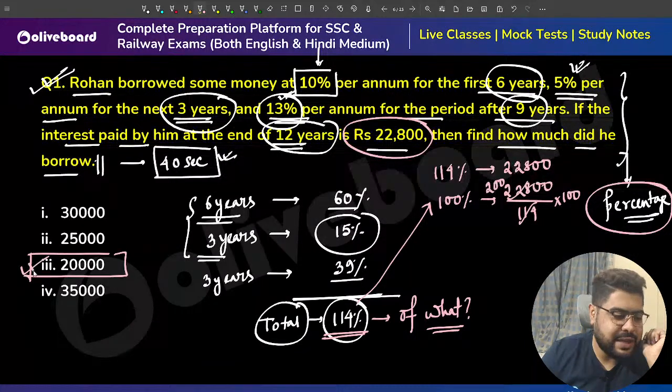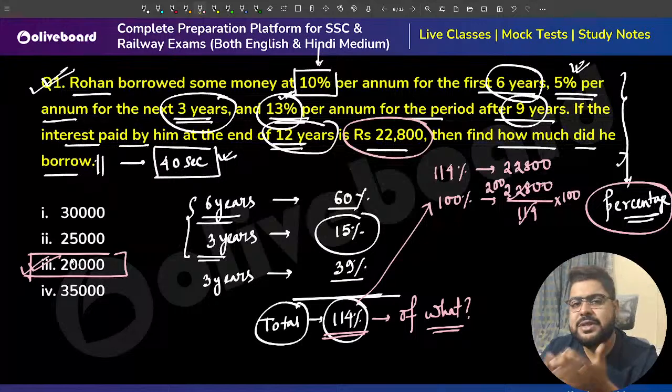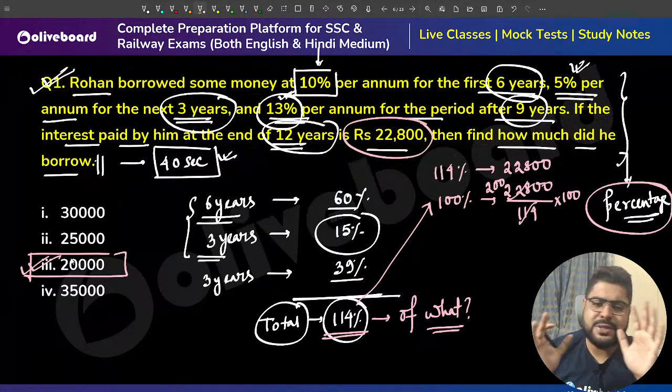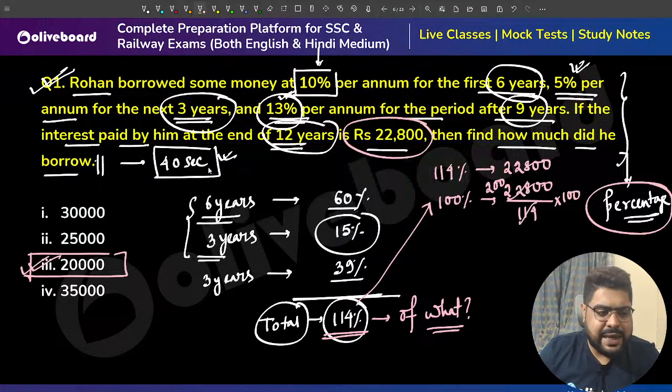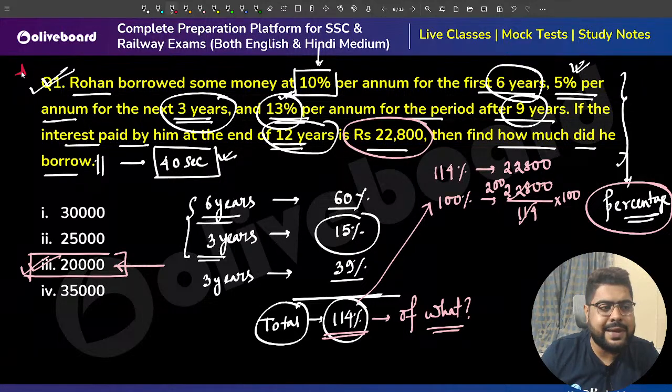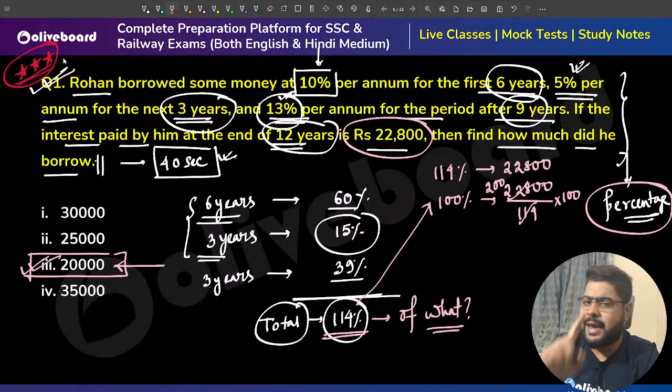Option number 3. Arghamita, you are absolutely correct. You are absolutely correct, brother. Like sister, absolutely correct. So this is the answer to the first question, and this was a very good and very important question. This is a question that you can expect in both NTPC as well as in your SSC exam.